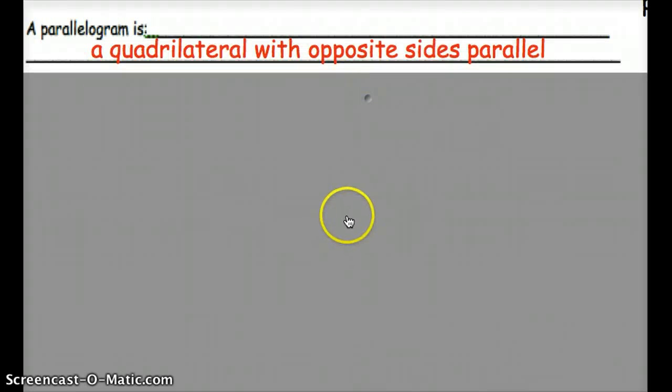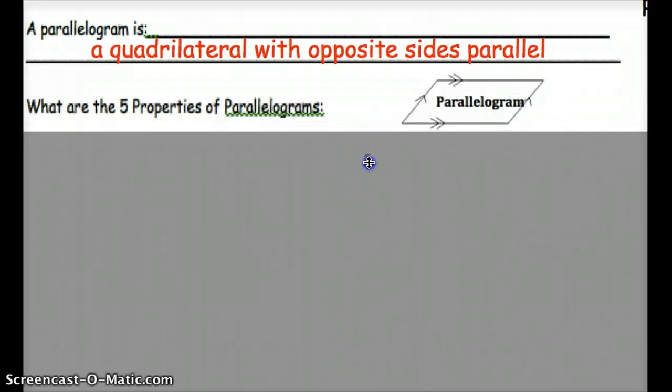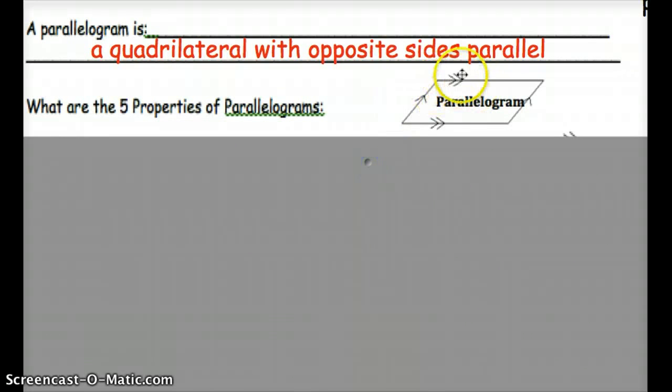We're still going to be talking about quadrilaterals, but there are what we call special quadrilaterals, one of which is called the parallelogram. So we're going to talk about the parallelogram. A parallelogram is a quadrilateral with opposite sides parallel. So if you look at the picture here, you'll see that they have the markings here that represent parallel sides. So the left and the right are parallel to each other, the top and the bottom are parallel to each other, and so we have these 5 properties of parallelograms.